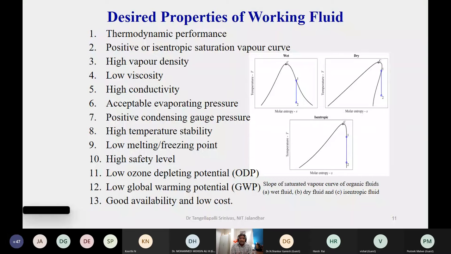The positive or isentropic saturation vapor. What is the meaning of this positive or isentropic saturation? In the Organic Rankine Cycle, ORC, we have to select isentropic saturation or positive saturation. What is the meaning of this saturation? See these curves on the right hand side. This is a TS diagram, temperature and entropy diagram. The first one is for water. It's a dome, you can see the vapor dome.